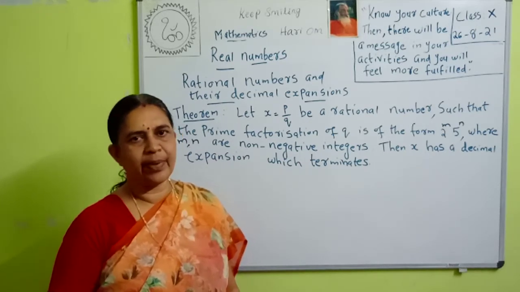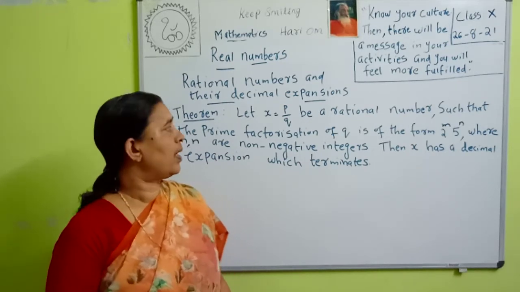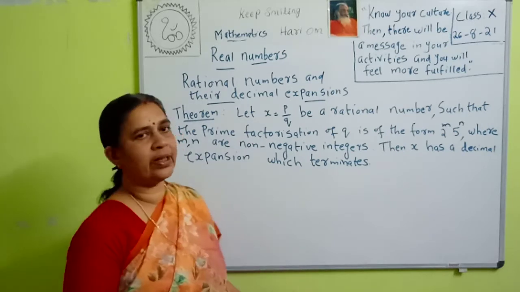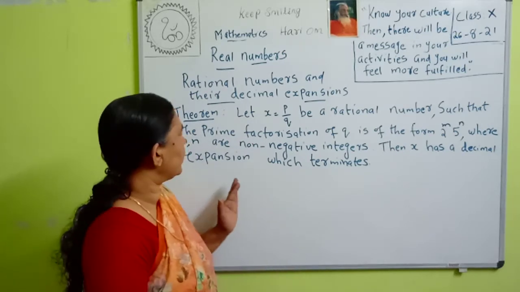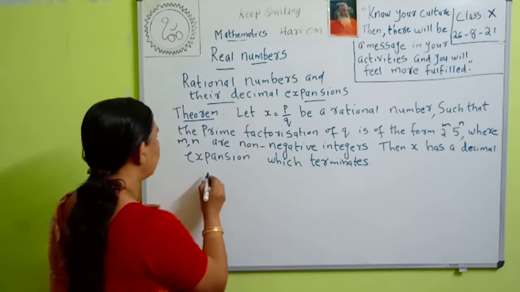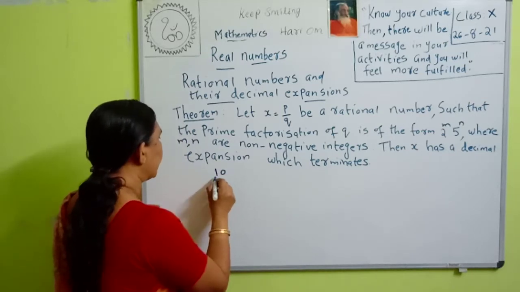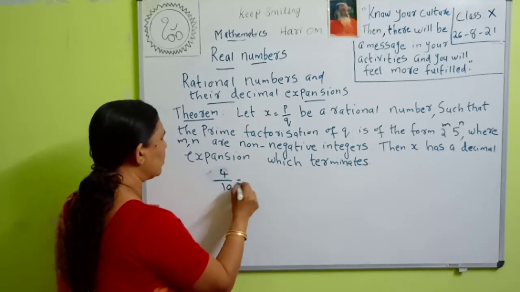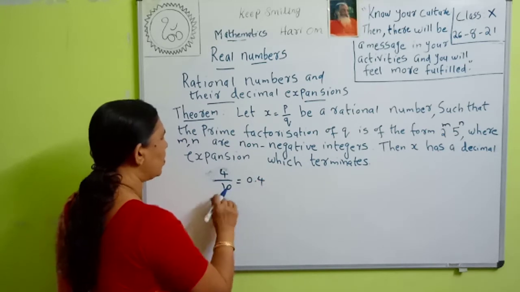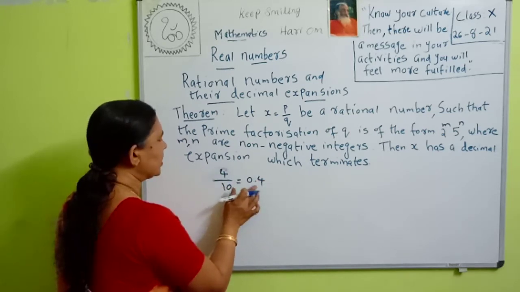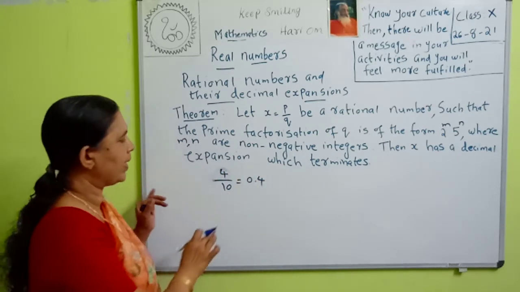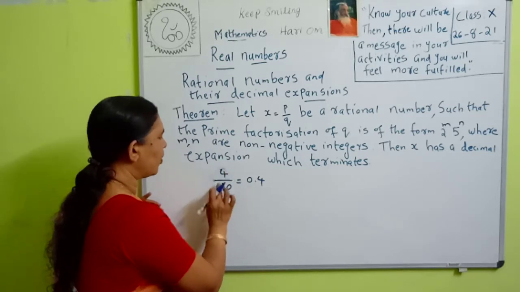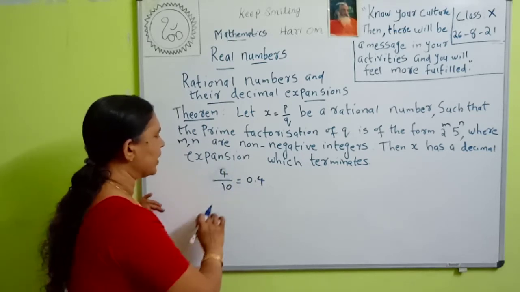If you divide a rational number, for example 4 by 10. 4 by 10 is equal to 0.4. So here the decimal expansion is terminating. Here 4 by 10 is equal to 0.4, that is terminating.